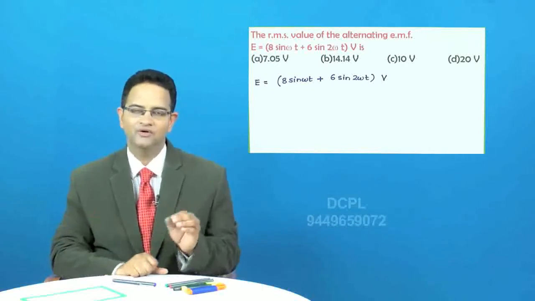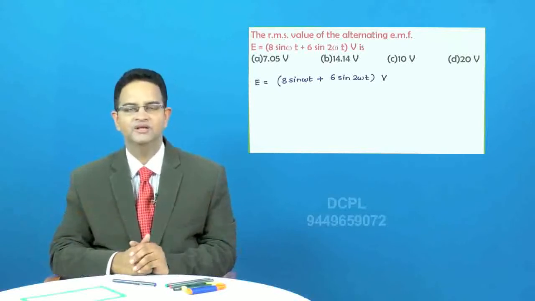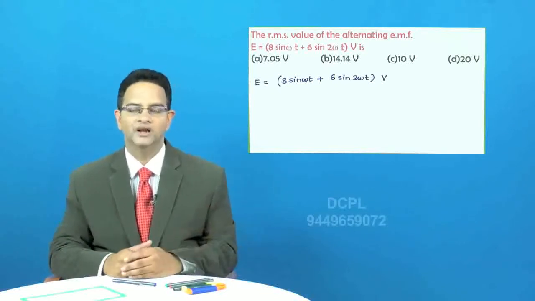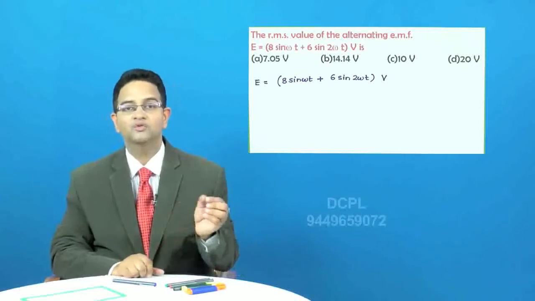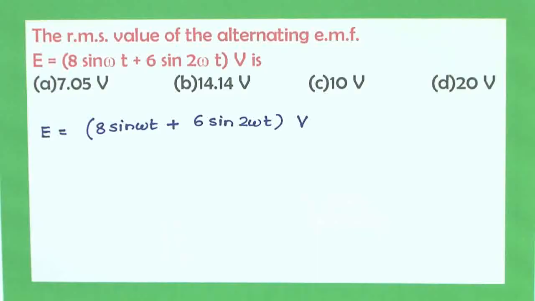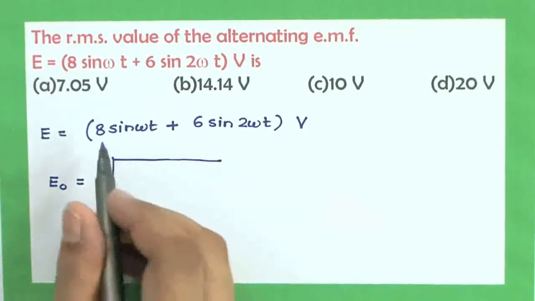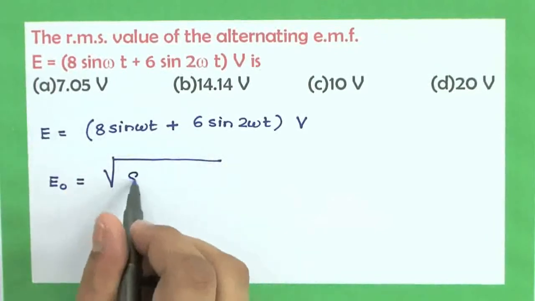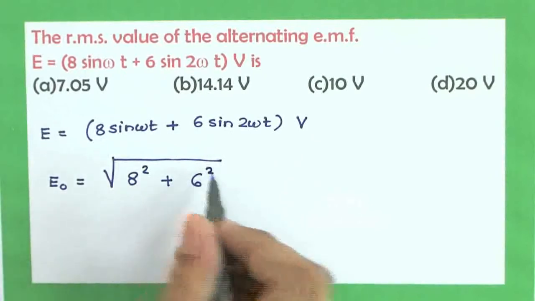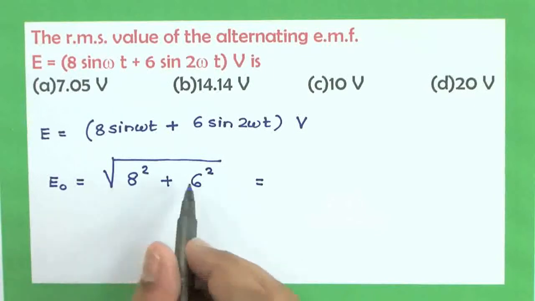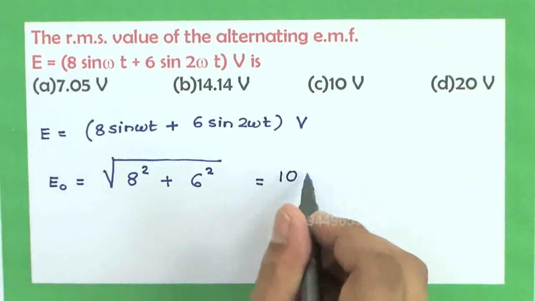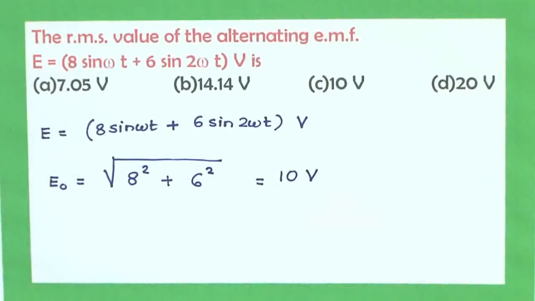So let me tell you, if you are going to have a sum of two functions to be the instantaneous value of an EMF or a current, then the peak value is given by the square root of the sum of squares of the amplitudes of the individual sinusoidal voltages. So the shortcut is E naught is going to be equal to square root of E1 square plus E2 square, which is nothing but 8 square plus 6 square, which is 64 plus 36, which is 100. Root of 100 is going to be 10 volts. Therefore, E naught, the peak value of the alternating EMF is going to be 10 volt.